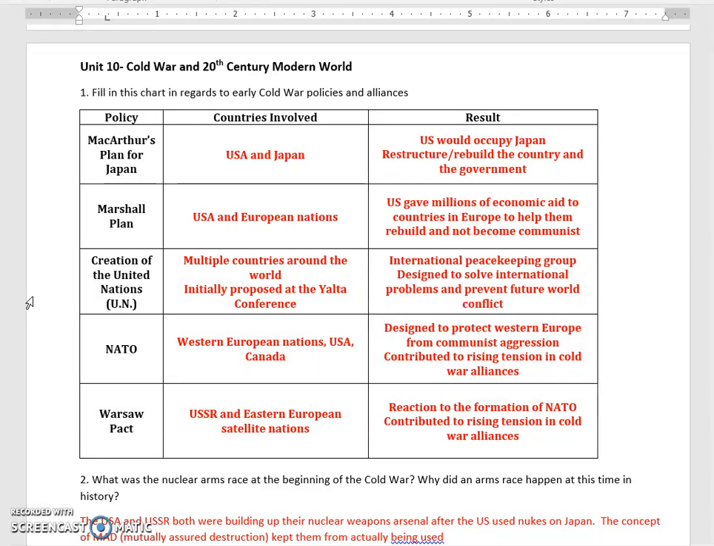The Warsaw Pact was the Soviet Union and its Eastern European satellite nations, and really built as a defensive reaction to the formation of NATO.